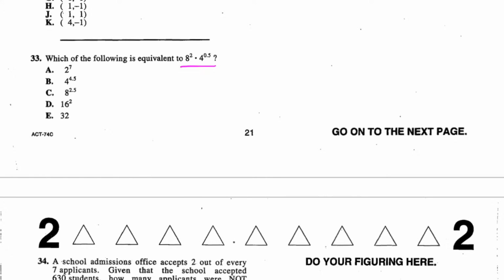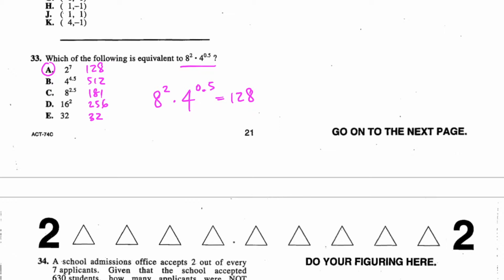Which of the following is equivalent to 8 squared times 4 to the 0.5? 8 to the 2 times 4 to the 0.5. Now, what you can do is find the values for each of these answer choices. So 2 to the 7th is 128, 4 to the 4.5 is 512, 8 to the 2.5 is 181, 16 squared is 256, and 32 is 32. And then we can plug these numbers into the calculator, and we would find that this equals 128. So the answer is A. That's a pretty quick way to do it.